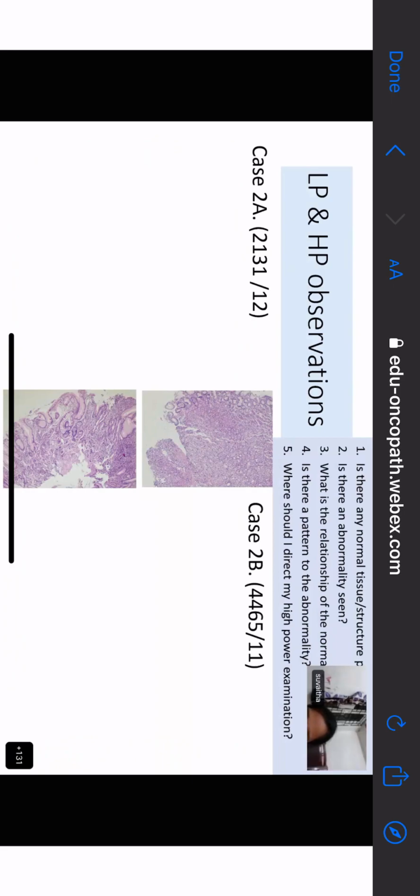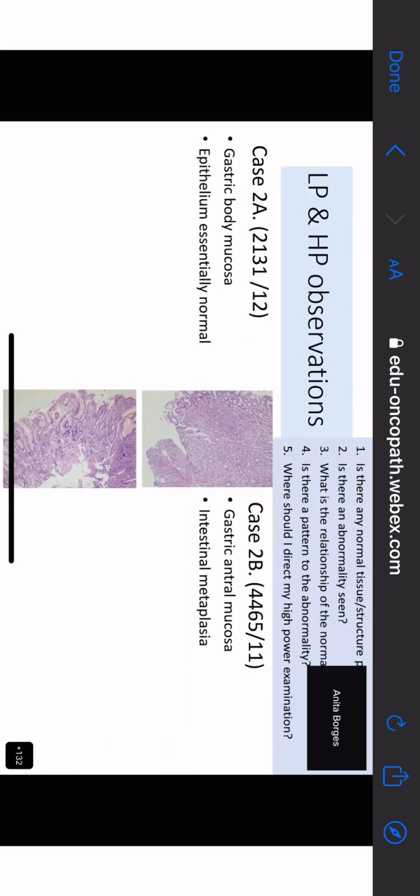In 2A, you can see the normal mucosa and the glands. On the left is the gastric body mucosa, and on the right there is antral mucosa. The epithelium is essentially normal on the left side. There is intestinal metaplasia on the right side.